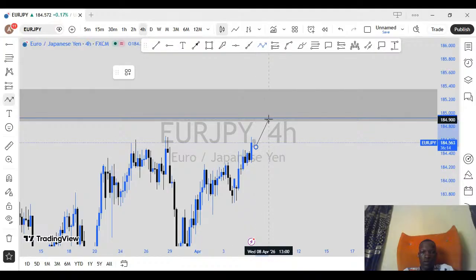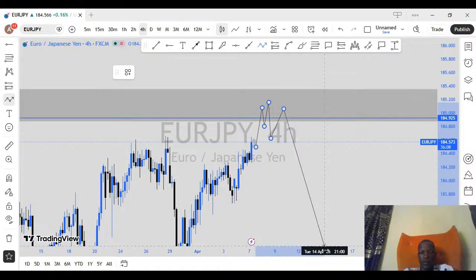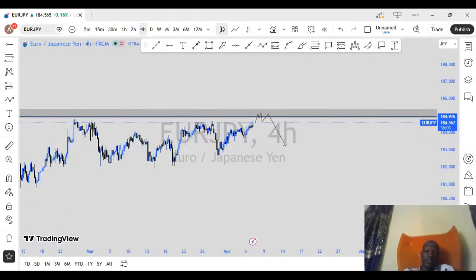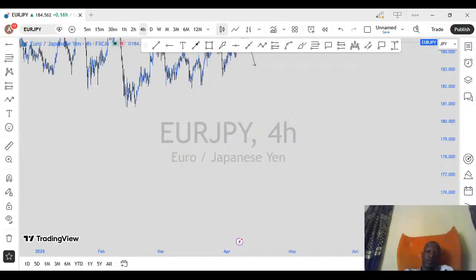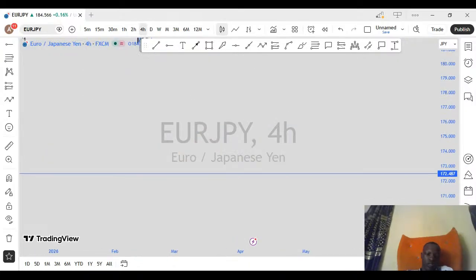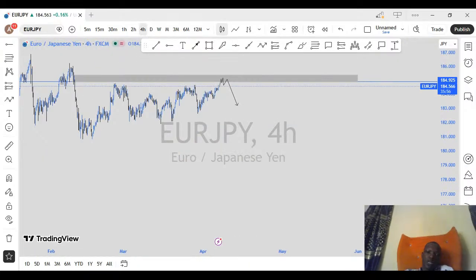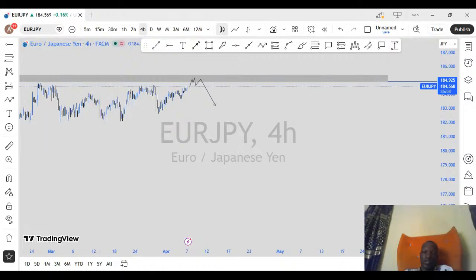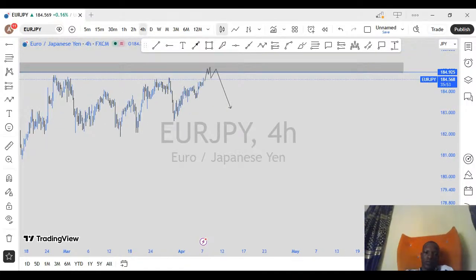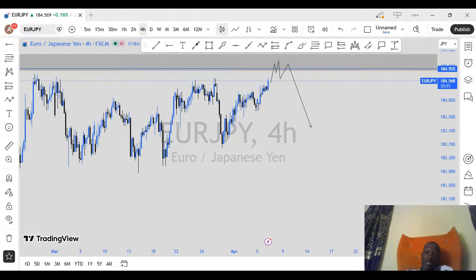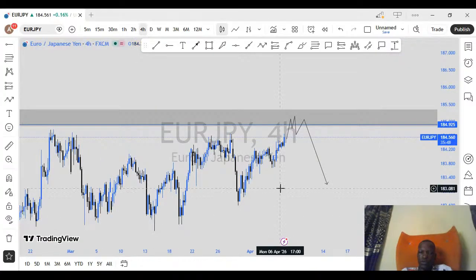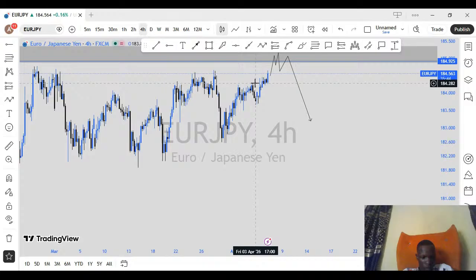JPY. We expect market to come back to this, then we sell the market. And where is the market going? As a swing trader, we expect market to go from this swing to the swing down. But as a day trader, you can target 1:3, 1:2, 1:4, 1:5. So as you like. But swing traders, they are holding their trade from there to here. So that's that.